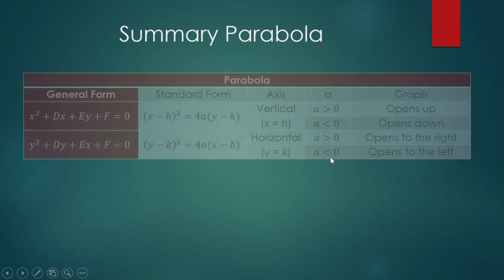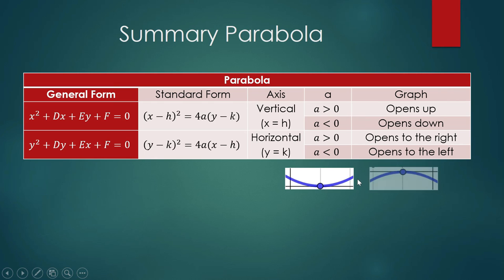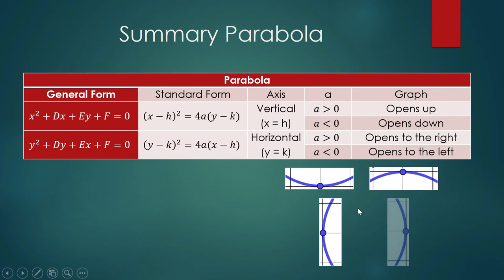Let us lay down a summary for parabola. General form, standard form. When what gets squared is x, our axis is vertical. And when a is greater than 0, it opens up. When a is less than 0, it opens down. When our axis is horizontal, when a is greater than 0, it opens to the right. When a is less than 0, it opens to the left.